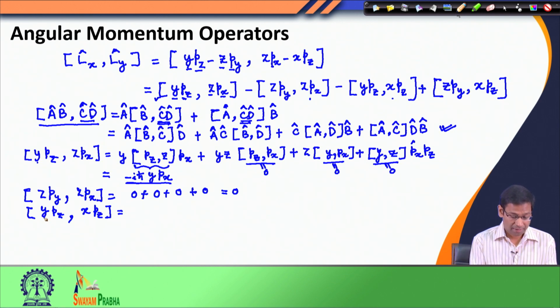So, we have A, B, C, D. First term will require the commutator between B and C. Pz and X, they commute. Therefore, it is 0.